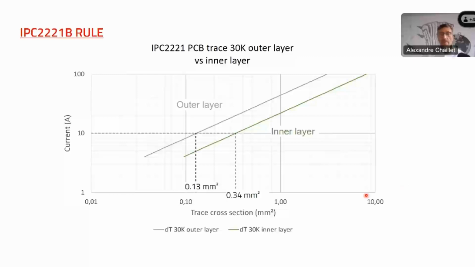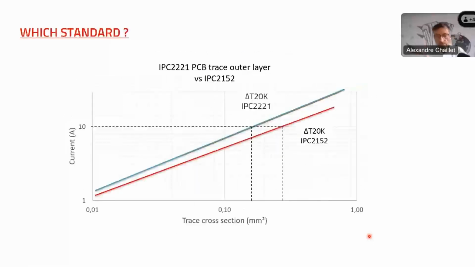Concerning outer and inner layers, I made this small curve. There is the trace cross-section on the x-axis and the current on the y-axis. If you use the formula for an outer layer, then for 10 amps, you will have 0.13 square millimeters. Then, if you put your current inside of the PCB, you will have to design a higher cross-section of 0.64 for the same current. Obviously, if you're on the outer layer, then you will have more thermal exchange with the environment and, of course, with the air through convection and radiation.